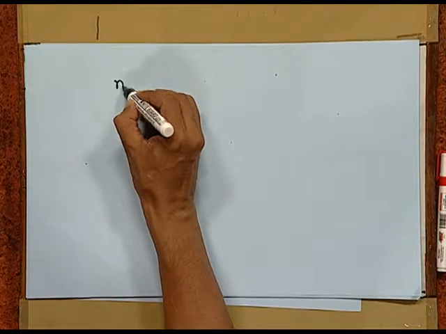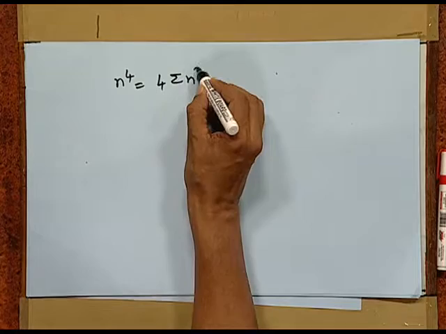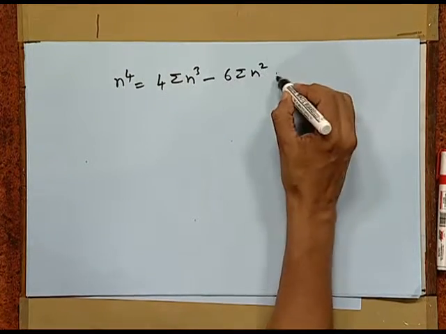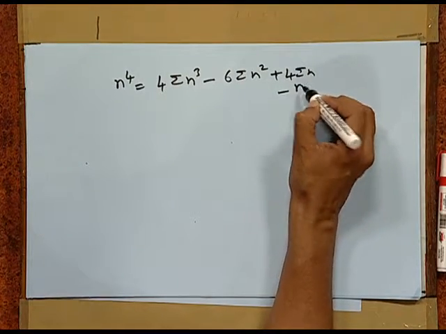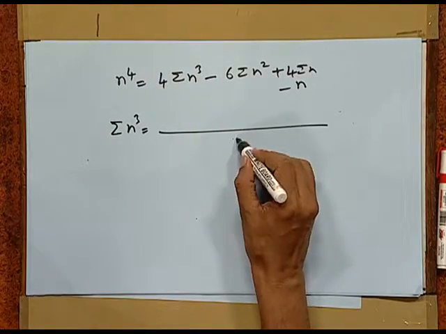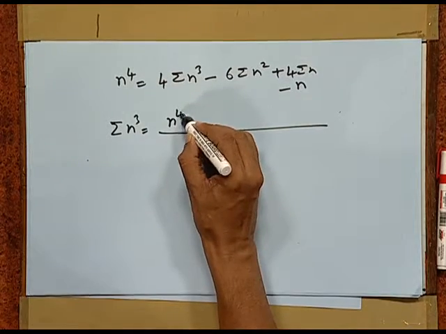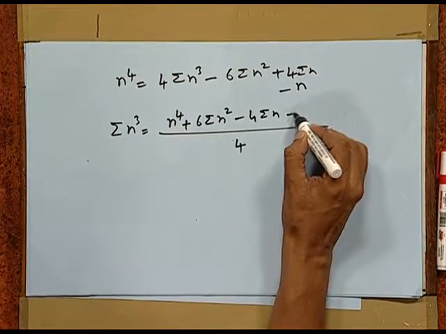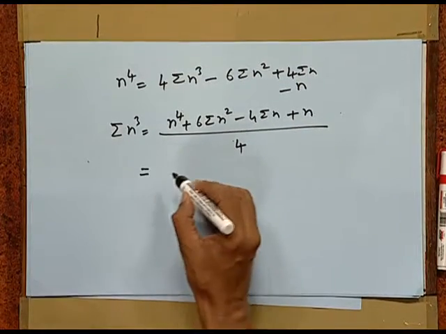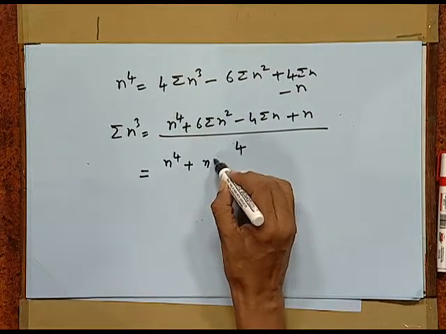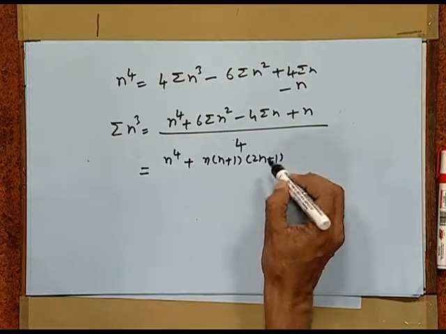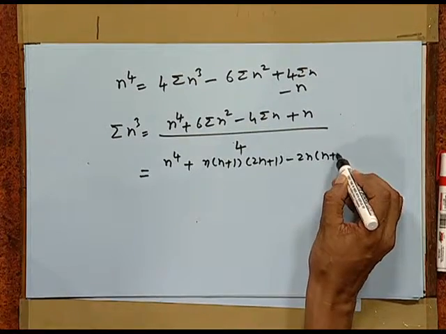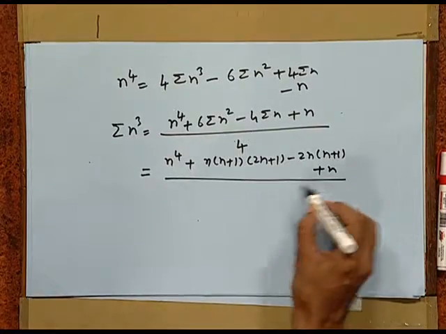So, we have n power 4 is 4 times sigma n cube minus 6 times sigma n square plus 4 times sigma n minus n. We already know the value of sigma n square and sigma n. So, we can find sigma n cube as 1 upon 4 times n power 4 plus 6 sigma n square minus 4 sigma n plus n. Now, we put the value of this, we get n power 4 plus n times n plus 1 times 2n plus 1 minus 2 times n plus 1 plus n whole upon 4.